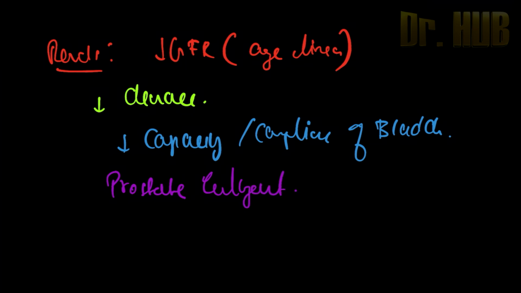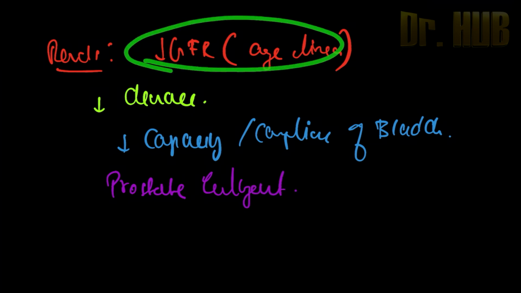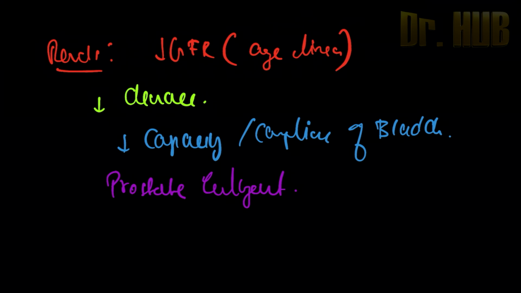So to recap, in renals we saw this decrease in GFR, that is, it is linear with age. There is decrease in clearance, there is decrease in capacity as well as the compliance of the bladder, and there is prostate enlargement. Next we'll look at the GI tract.